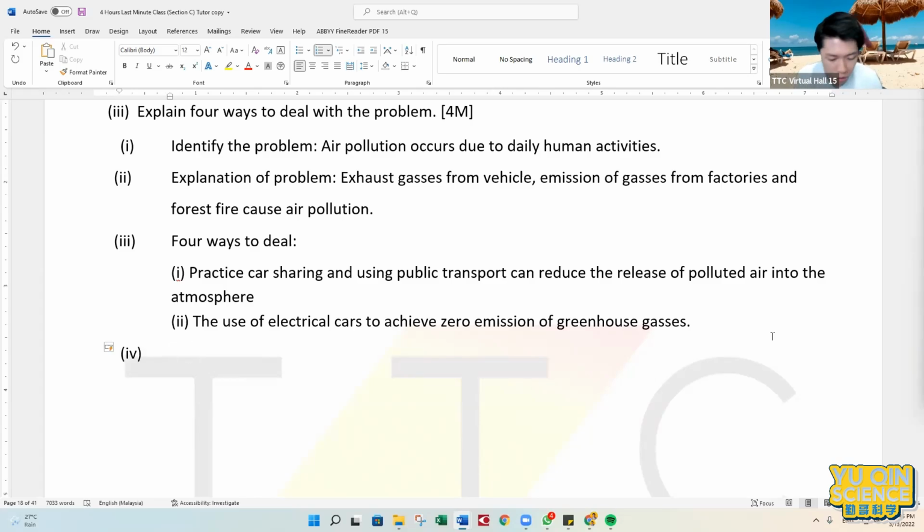Okay. So you see this kind of chapter, you say must memorize. No need lah, logic. Use logic. You know what to do one lah. Okay. Alright. Cool.